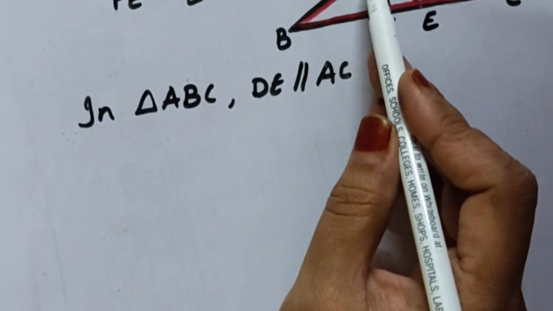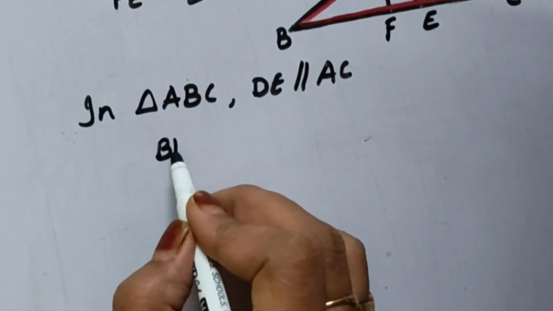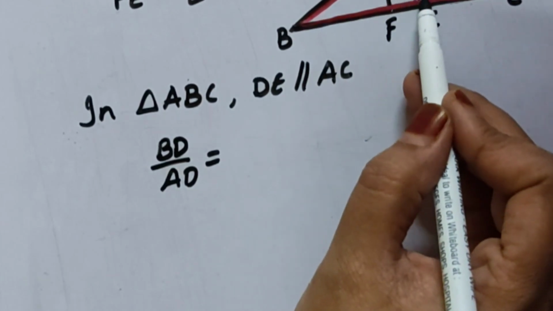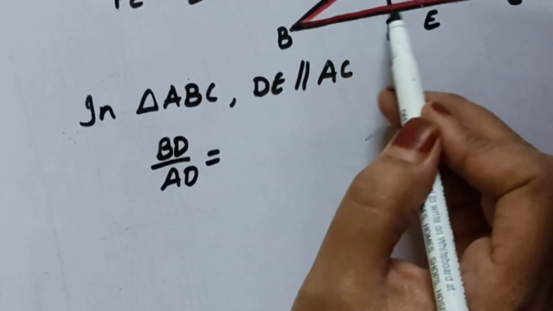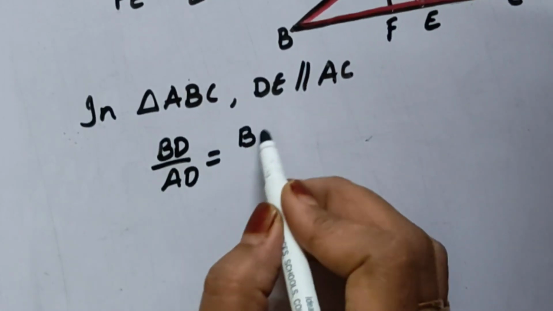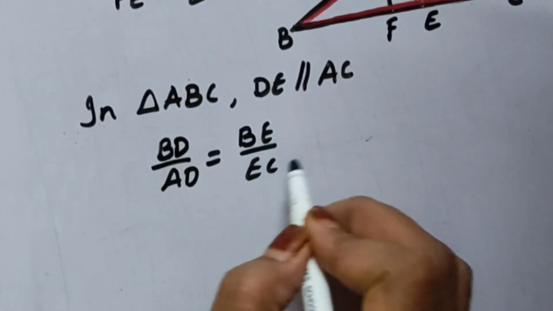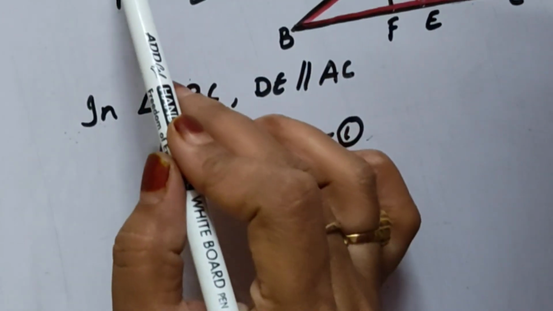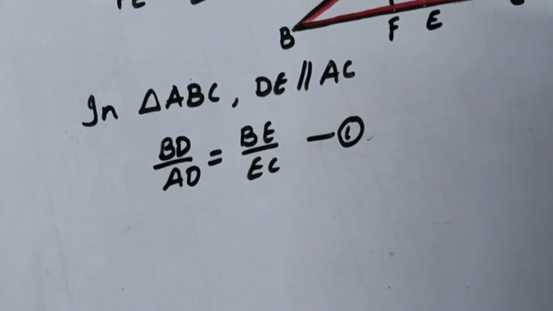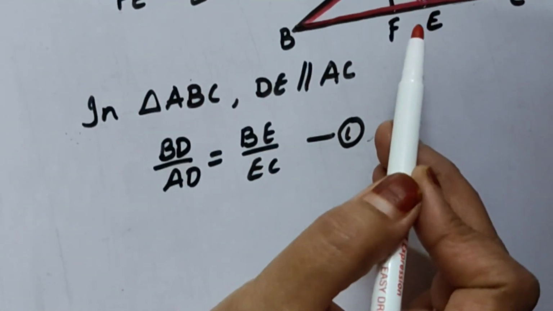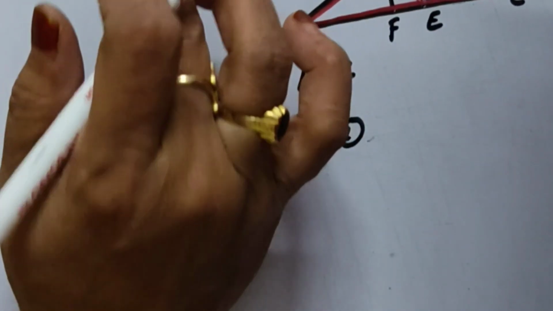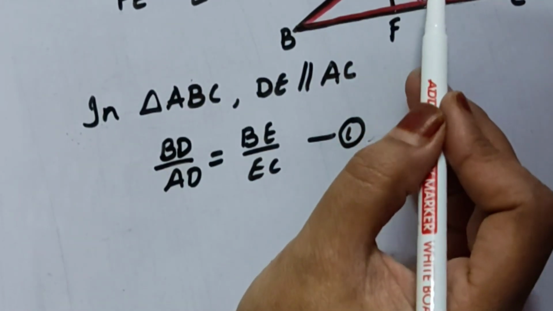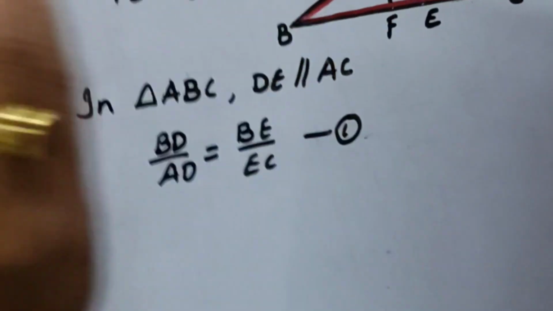So we write BD by AD equals to, see, where does it end? Here. So this is parallel line, that is BE by EC. BE by EC. This is equation 1. Now next one is DF, okay. DF is parallel to AE. DF is parallel to AE.